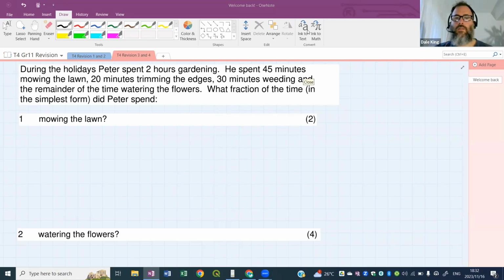Oh, Keon. 2.5. It couldn't be that. There must be something else. What fraction of the time did Peter spend mowing the lawn?